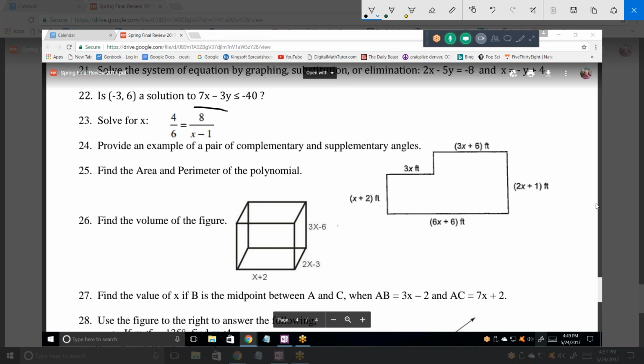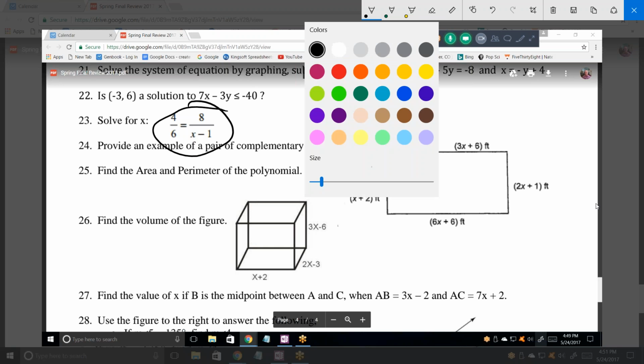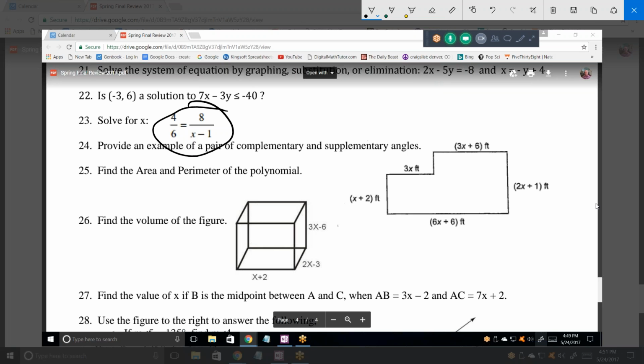The next one. That's 4 over x minus 1 equals 8 over 6. What's the best first step? I've got two denominators here. We need to get common denominators? Not necessarily. I could have that if I wanted, but not yet. Right now, I just have one fraction on one side of the equation, another fraction on the other.